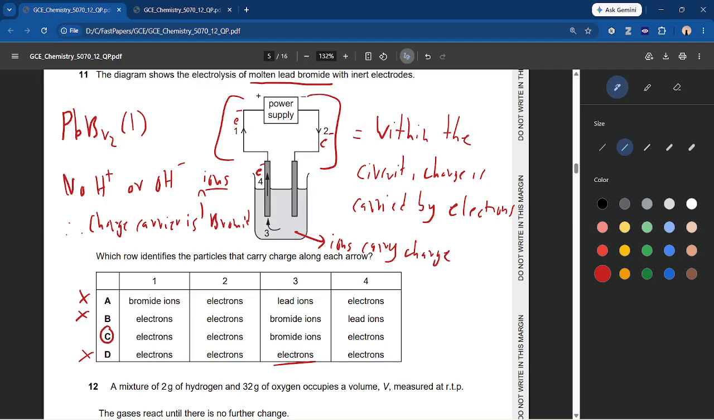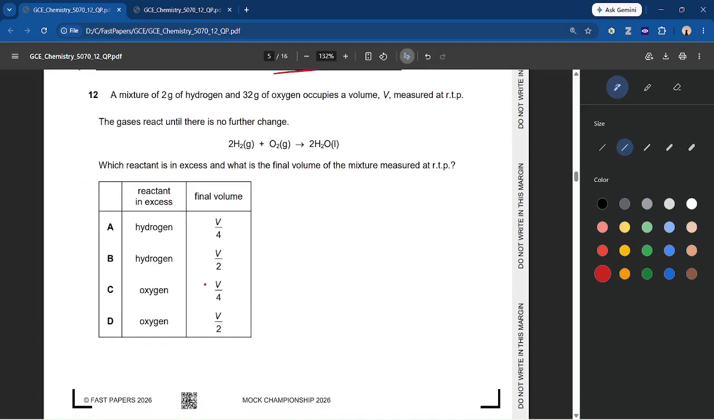All right, moving on. A mixture of 2 grams of hydrogen and 32 grams of oxygen occupies a volume V measured at RTP. The gases react until there's no further change. Which reactant is in excess, and what is the final volume of the mixture measured at RTP?